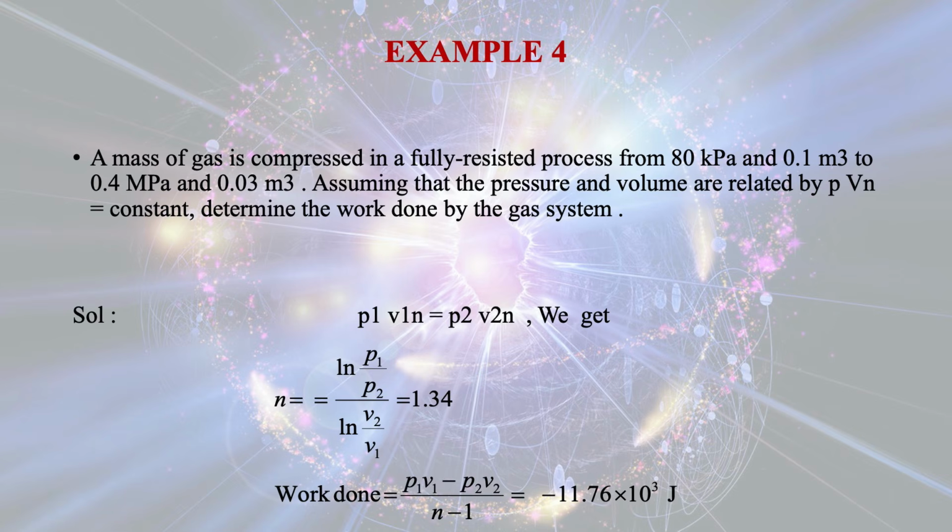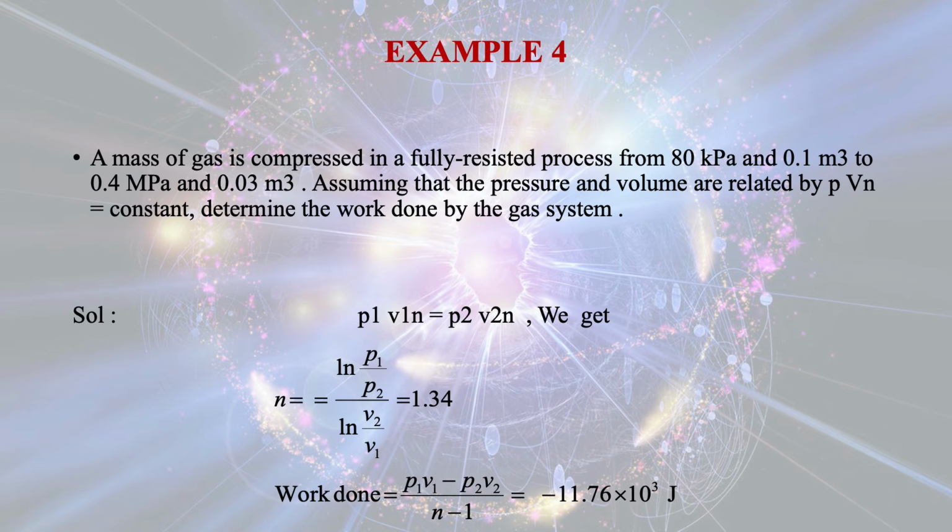We have already discussed the work done for a polytropic process. We have the expression for the work done, that is equal to P1 V1 minus P2 V2 whole divided by n minus 1. But in this case, you see that pressure P1 is given as 80 kilopascal, V1 is given as 0.1 meter cube, that is the initial volume. The final pressure P2 is given as 0.4 megapascal and the final volume is given as 0.03 meter cube, but n is not given. So how to calculate n? That is our discussion. Here n is not given, but it is given that this process is a polytropic process.